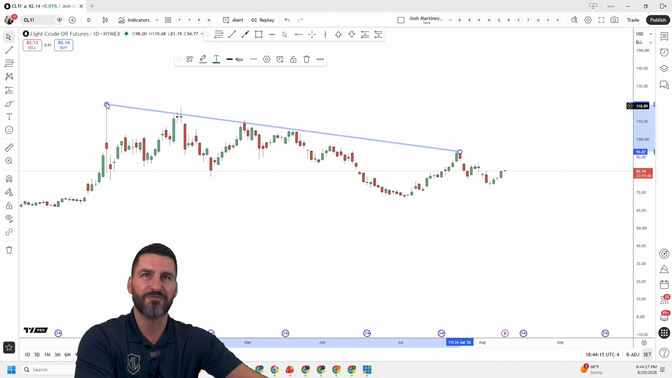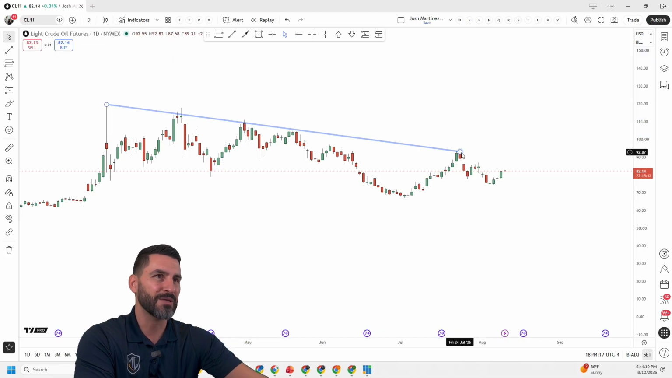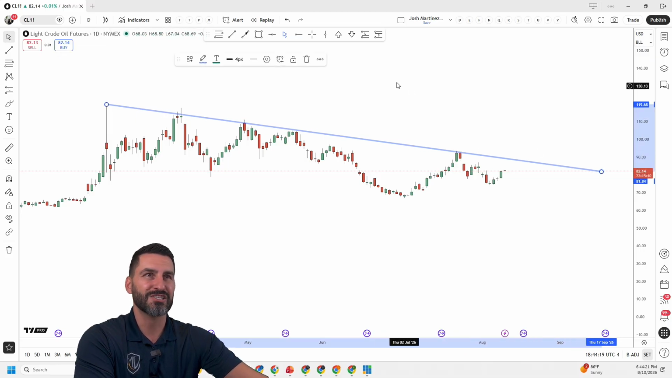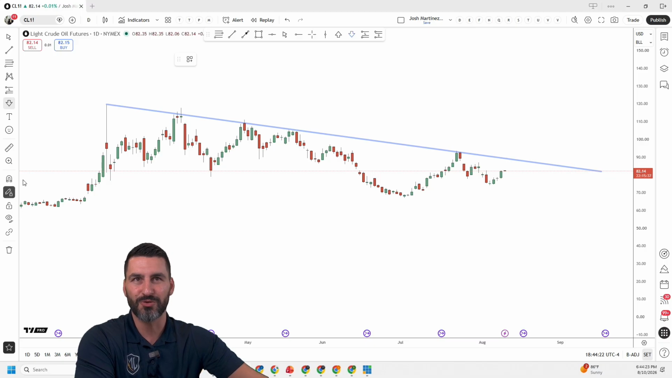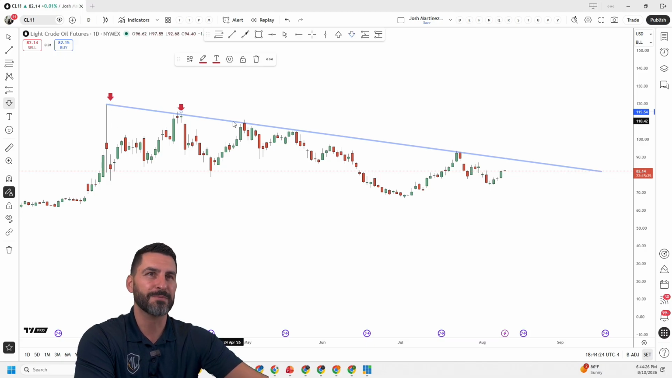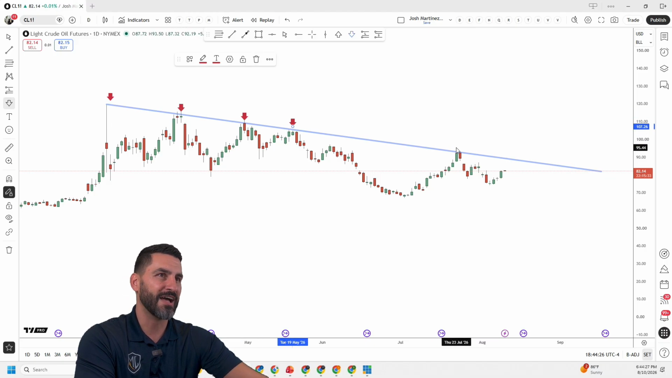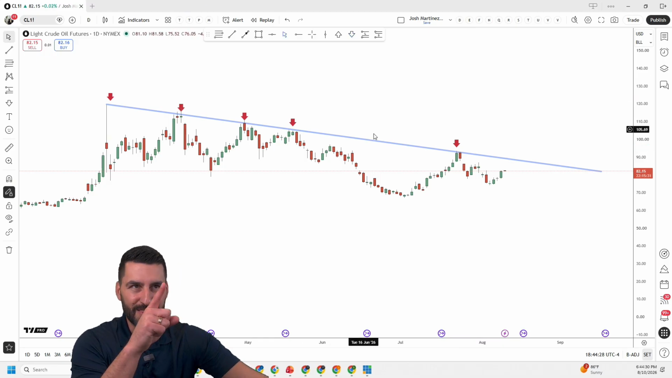What I'm trying to do is find the area within the marketplace where the market likes to U-turn the most. And so light crude oil is doing a really great job that, for whatever reason, the market likes to form U-turns at, on, and/or around this blue level.